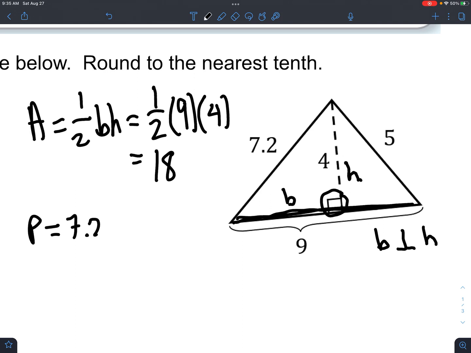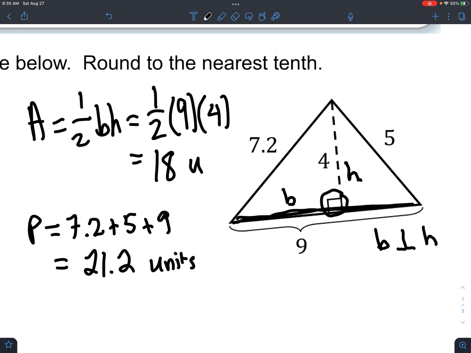And the perimeter is just adding up all the sides around. So this equals 21.2. So this will be units, and this will be units squared.